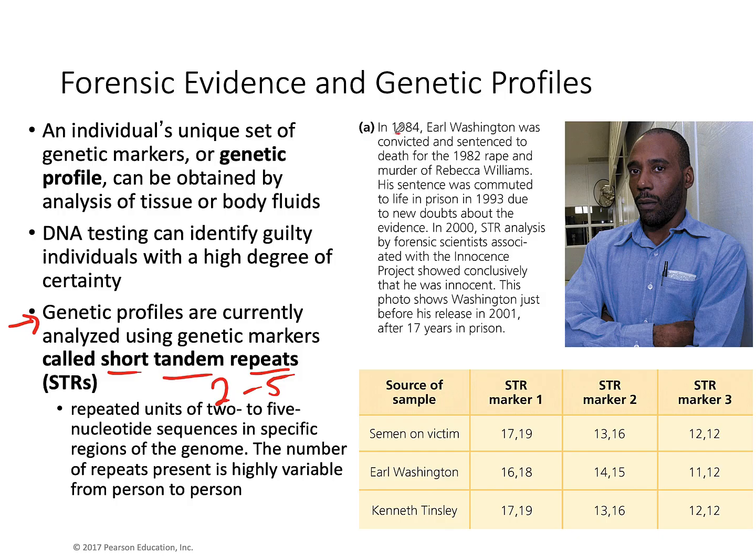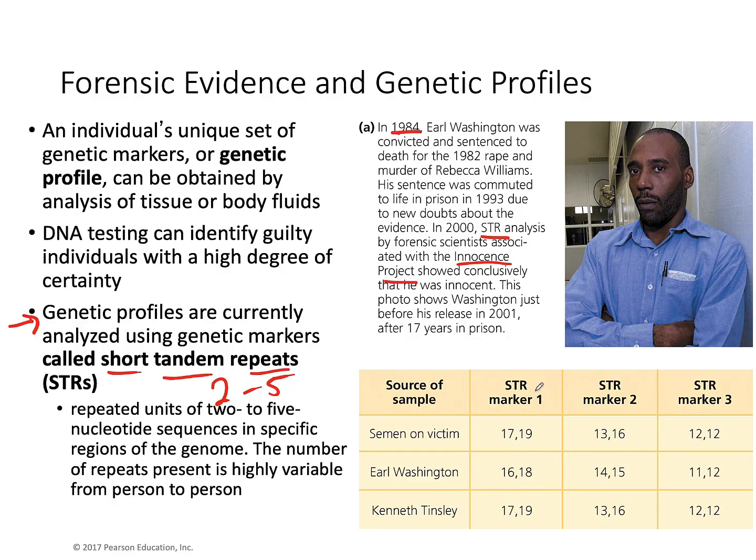In 1984, there was a man named Earl Washington, who is pictured here, who was convicted and sentenced to death for the rape and murder of a girl, Rebecca Williams. He eventually got taken off of death row because there was concern about the evidence. And then eventually STR analysis was done by something called the Innocence Project, which is a group of people who were taking DNA evidence in the 2000s and applying it to older cases when the DNA technology was not around, to show either that people were innocent or guilty.